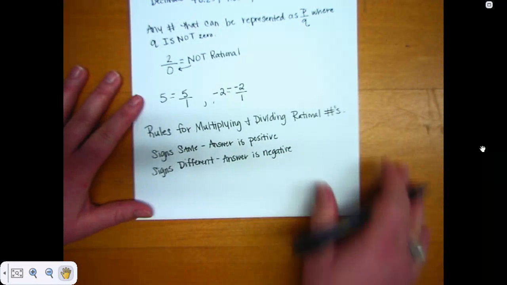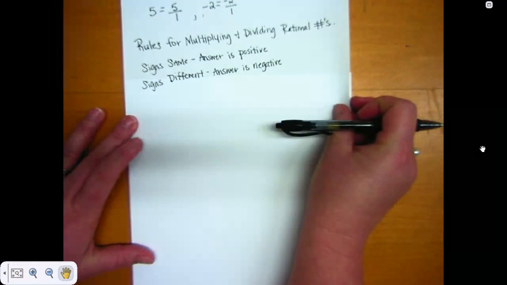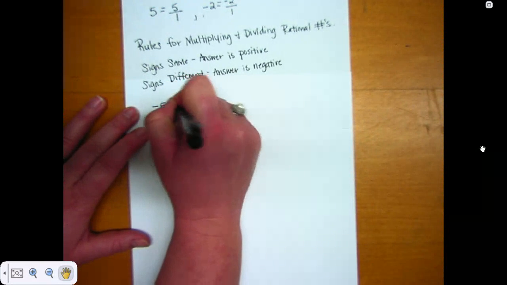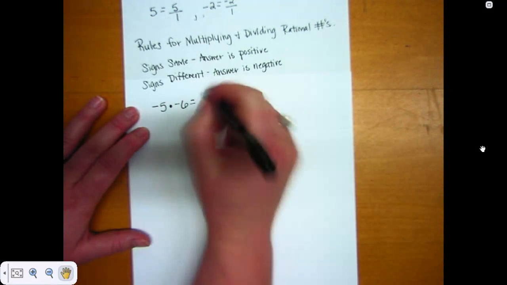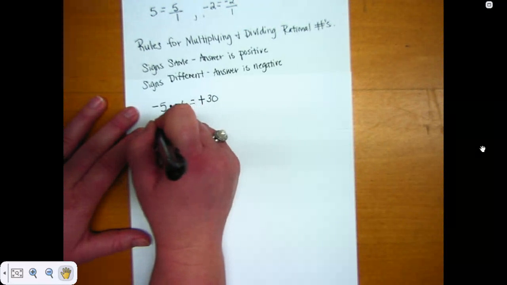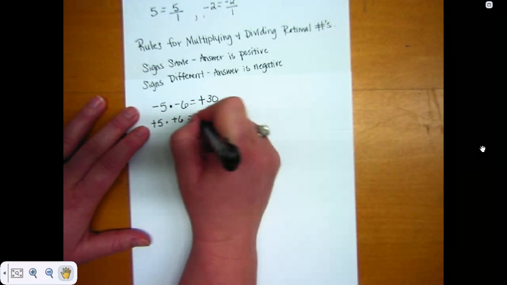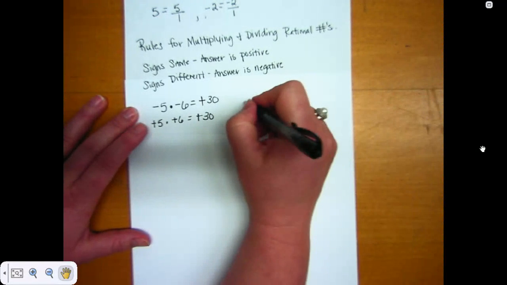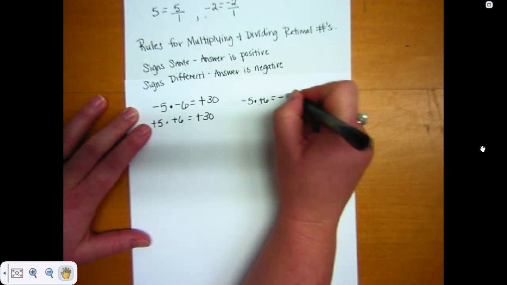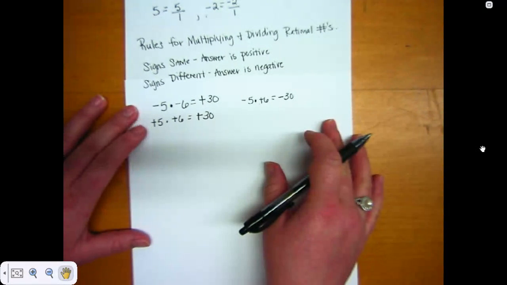Okay, so let's give ourselves some examples of that. I'm going to put this up here so we can kind of see our rules. So let's do some examples of that. So if I had -5 times -6, the signs are the same, so my answer will be positive 30. If I have +5 times +6, my signs are the same. My answer is still positive. And if I had -5 times +6, my signs are different, so my answer is -30. So just remember that.